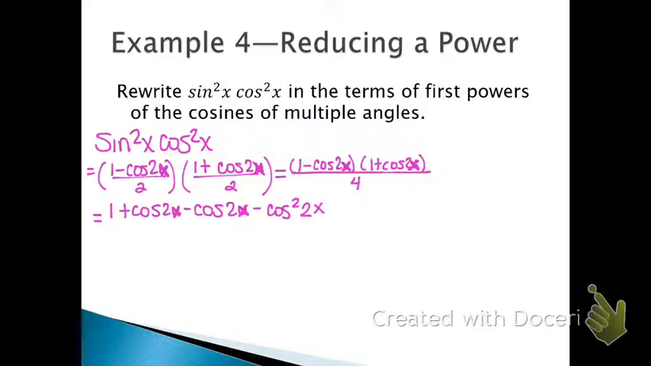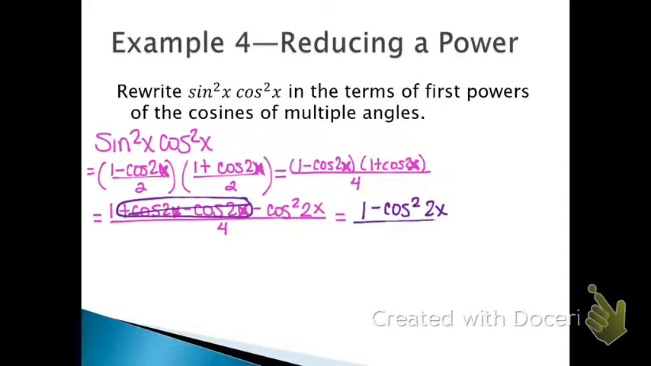Alright, and it's over 4. We have like terms right here. So we get 1. Those cancel. So we have minus cosine squared of 2x over 4. Am I done? Nope. Why not? So come back to where you started. I still have a squared in there, don't I? So I'm going to have to deal with that.